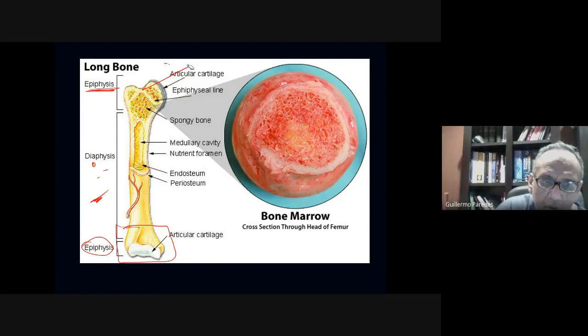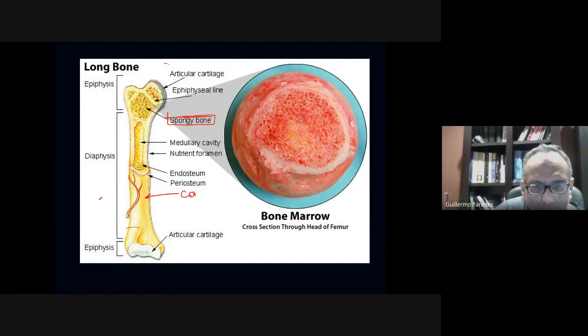And we have here what we call the spongy bone. Can you see the spongy bone? This is spongy bone. And then here, I'm going to call this the compact bone. The compact bone.